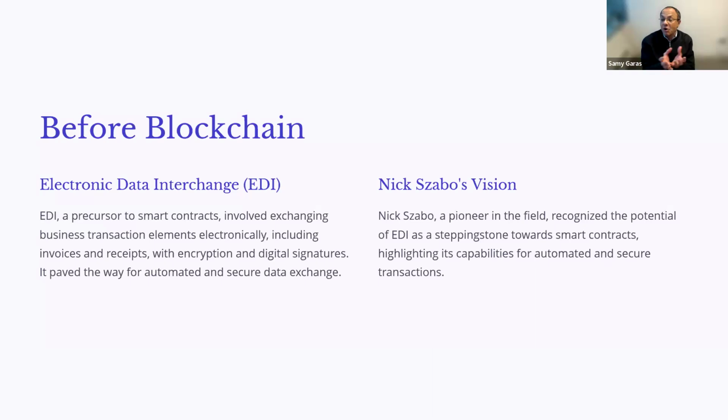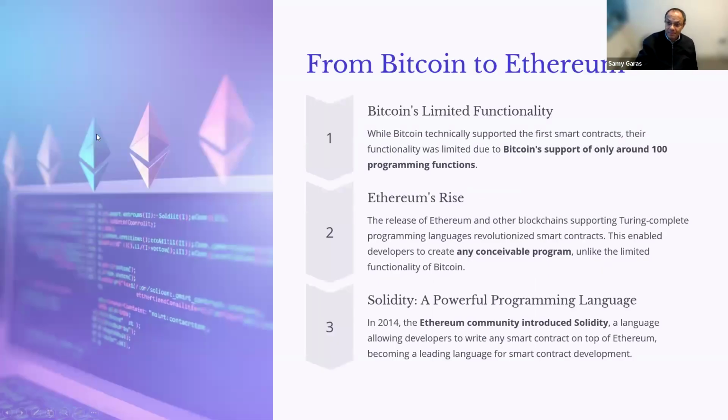So Nick Szabo, when he came up with this vision, he said, okay, if I have EDI between two different parties, why don't we expand it to maybe 10 or 20 different stakeholders? And all of them will see the same structure of the smart contract. And this was the foundation, by the way, for the smart contract. The smart contract came in 1994, and the next step was Bitcoin.